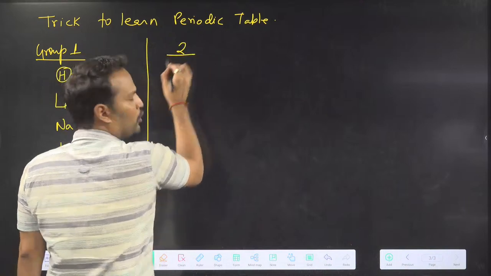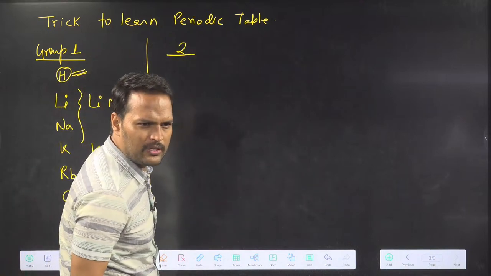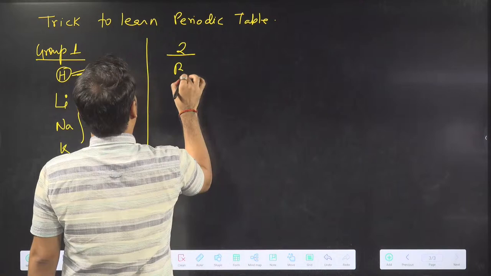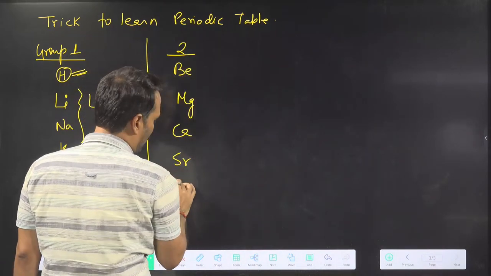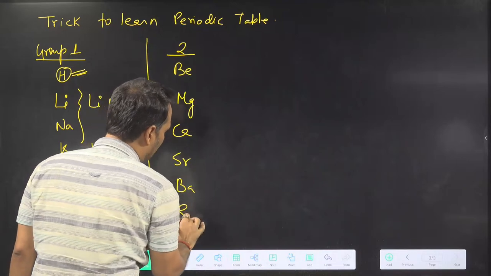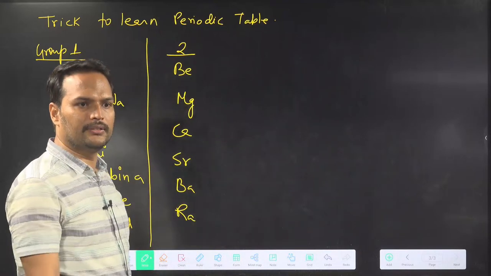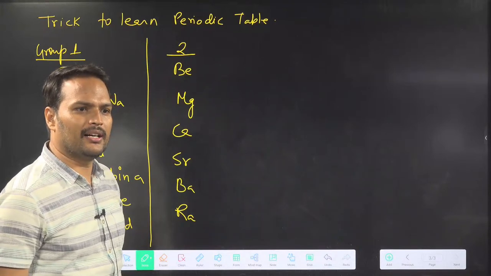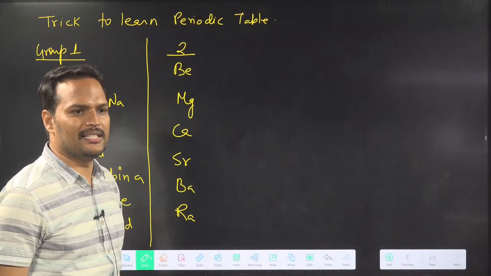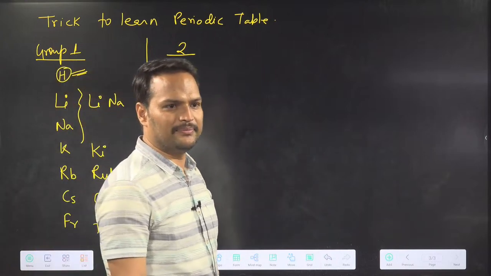So group two is what? I will copy paste yours only. Okay, fine. So it is your beryllium, magnesium, calcium, strontium, barium and radium. Correct? Yes, correct. You have written the same thing. Bhaiya mange car scooter, baap raazi. Yes, raazi, that is fine.